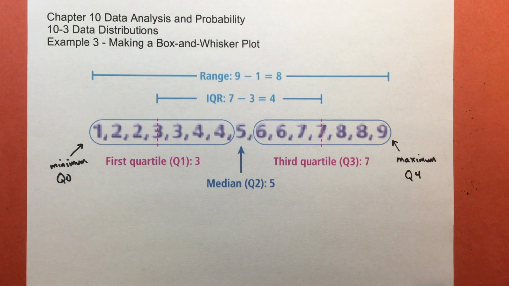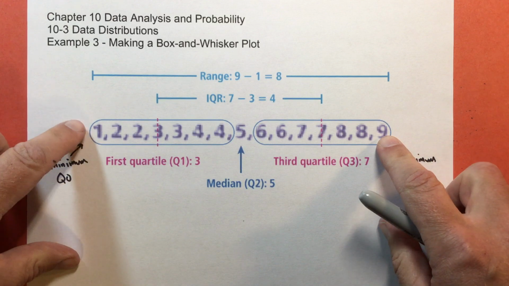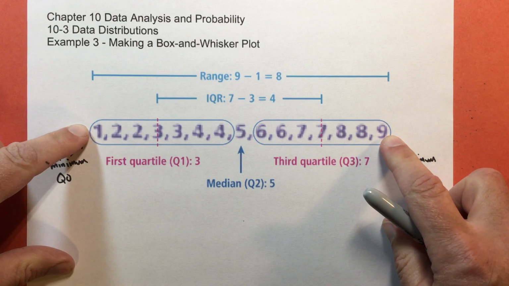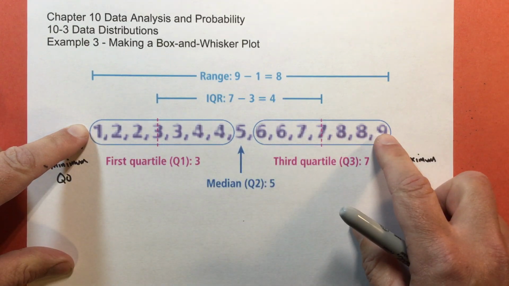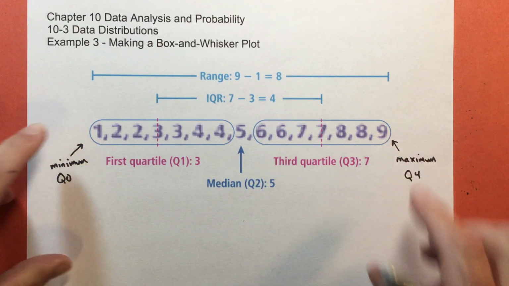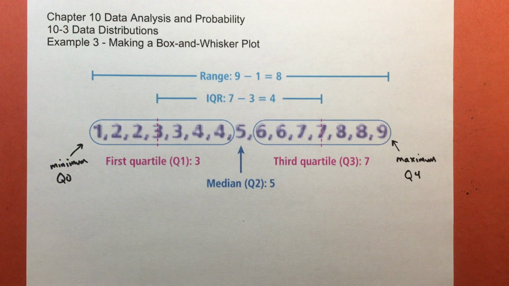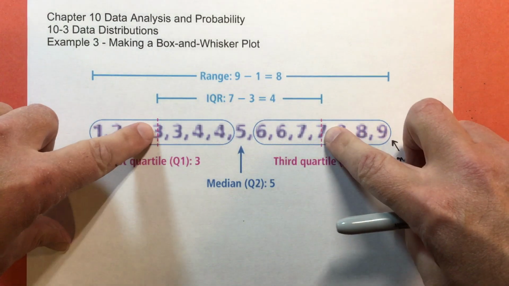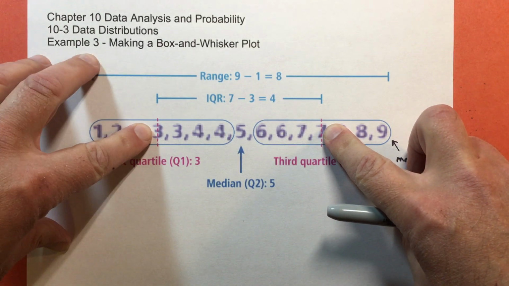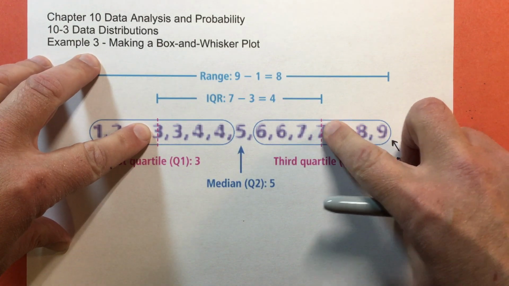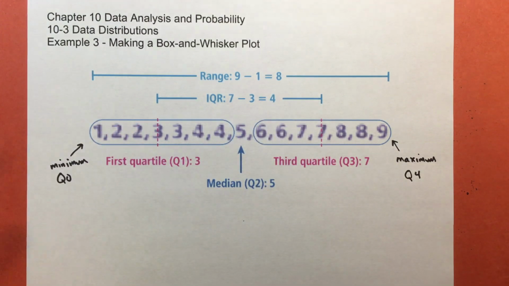Again, like we said, the range is the biggest number subtract the smallest number. So the range of this data set would be 8. 9 subtract 1 would be 8. But we also have something called the interquartile range. And that sounds complicated, but it's really not. It's still a range. The inner quartile just means if I go to the inside, that's my inner quartiles. So the interquartile range would be 7 subtract 3, which gives me 4.